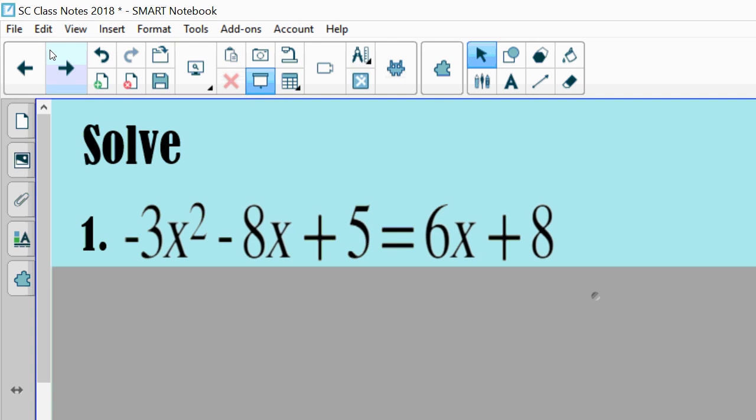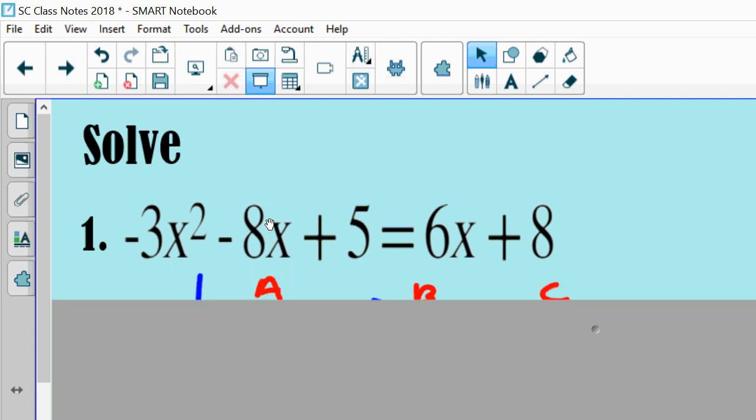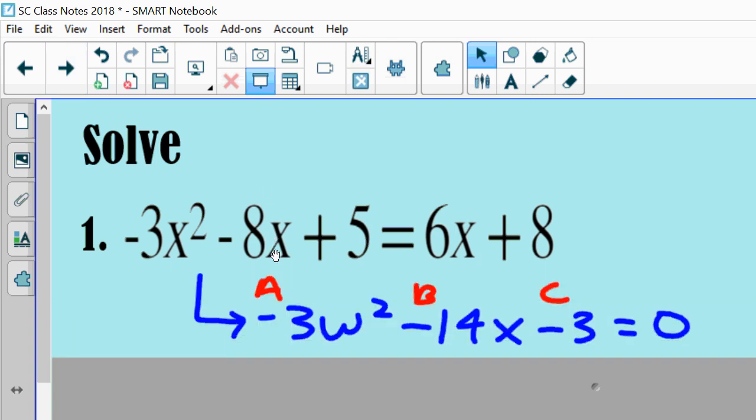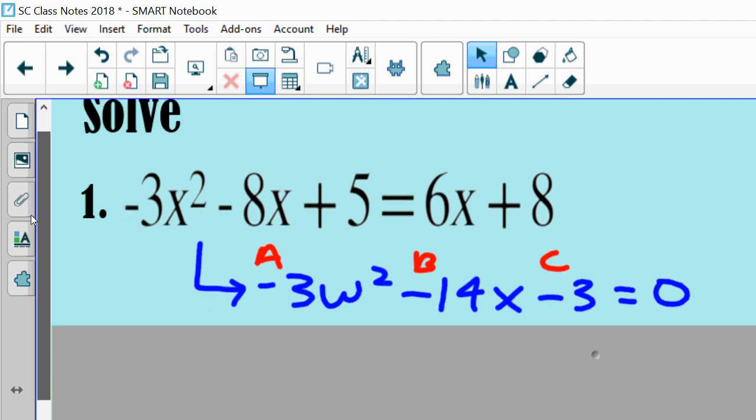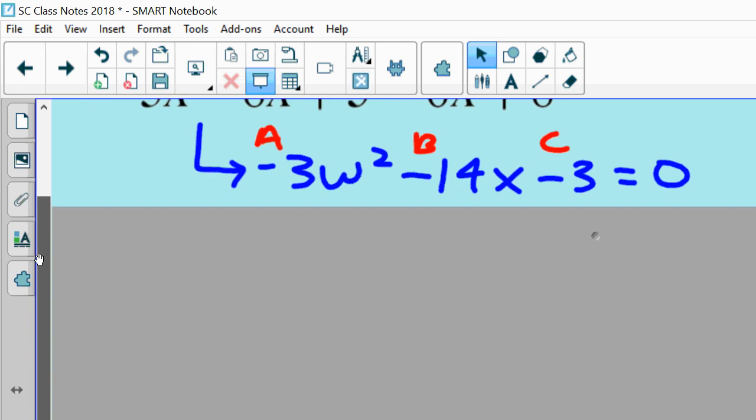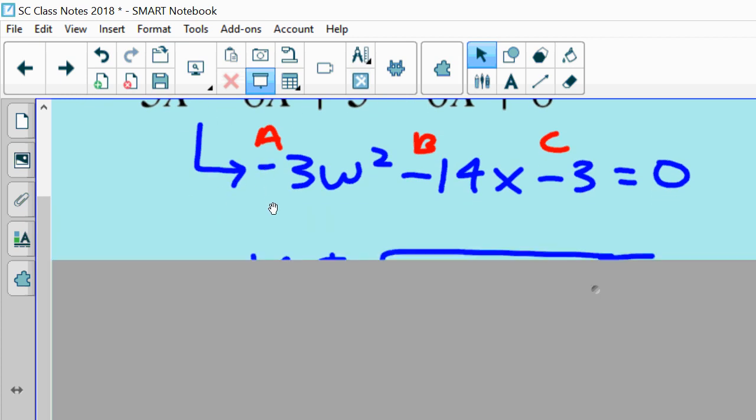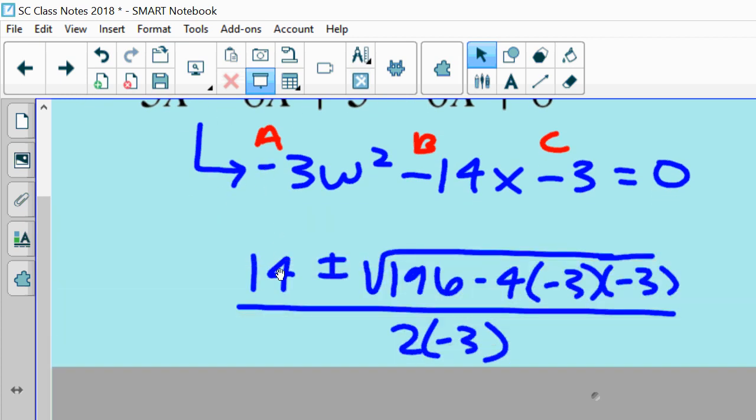Question number 2 is not set up in standard form, so the first thing I'm going to need to do is subtract the 6x and also subtract the 8. So my new equation would say -3w squared minus 14w minus 3 equals 0, where my a is -3, my b is -14, and my c is -3. So when I plug that into the quadratic formula, it will look like this.